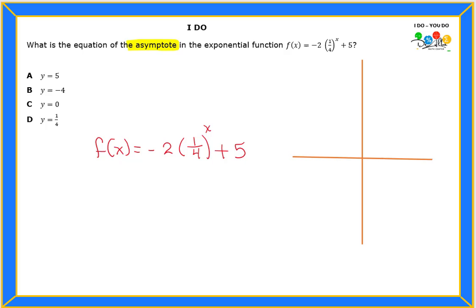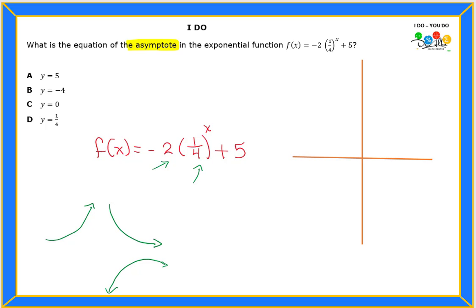First of all, I see that my a, because remember this is my a, is negative. So my exponential function will not look like this one, because that one is a positive growth and this is a decay. But since a is negative, it's going to be the opposite of that one, something like this.